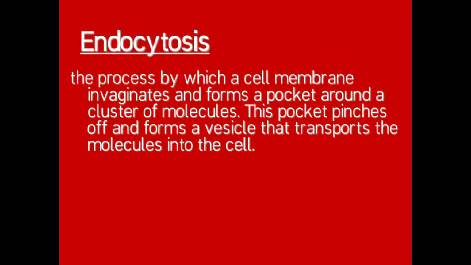Endocytosis is the process by which a cell membrane invaginates and forms a pocket around a cluster of molecules. This pocket pinches off and forms a vesicle or vacuole that will transport the molecules into the cytoplasm of the cell. We have three types of endocytosis: phagocytosis, pinocytosis, and lastly, receptor-mediated endocytosis.